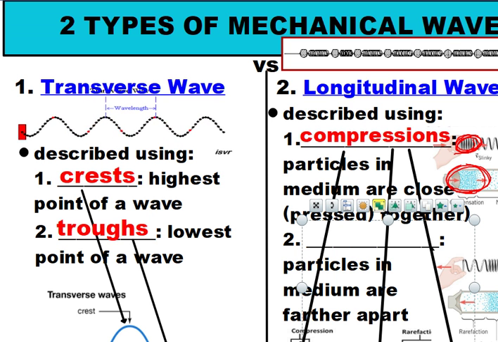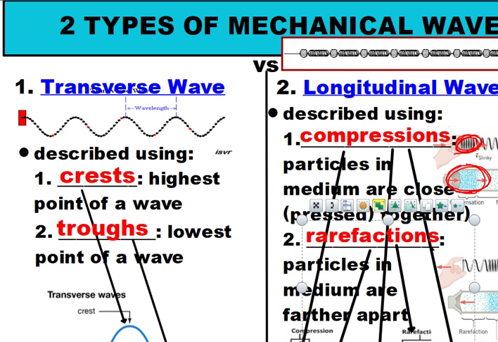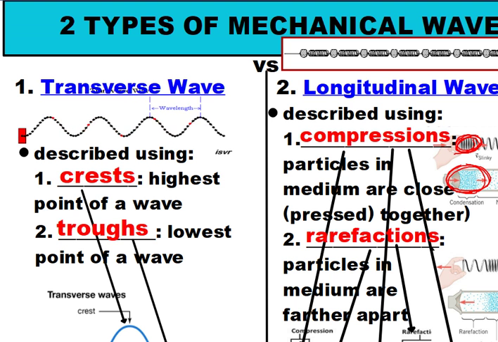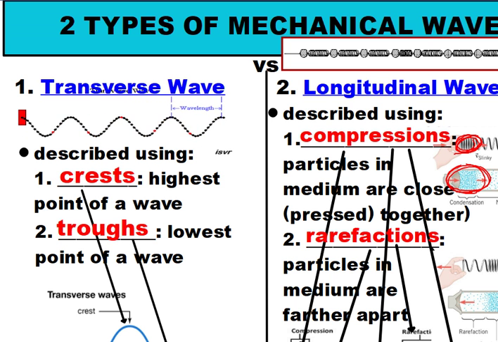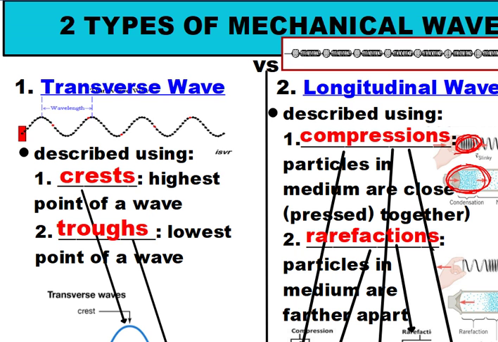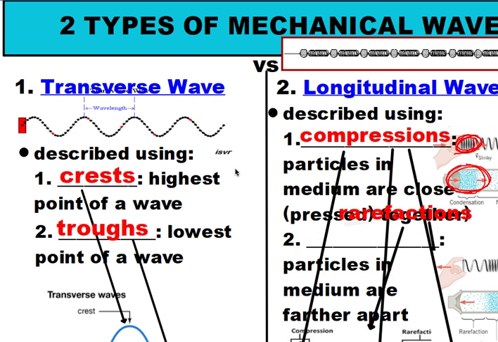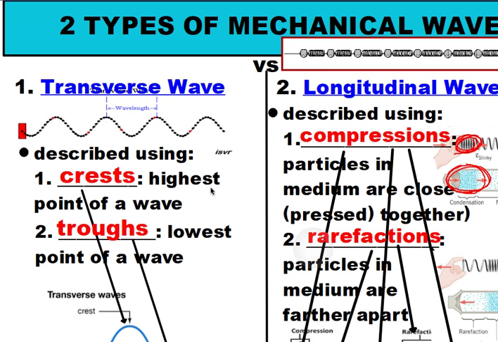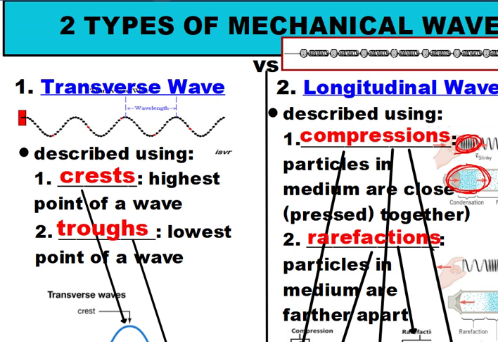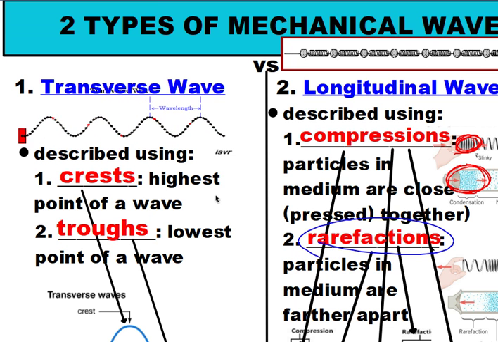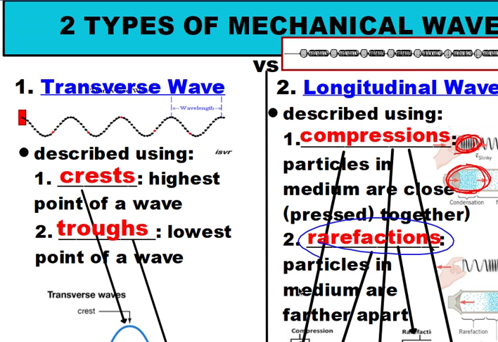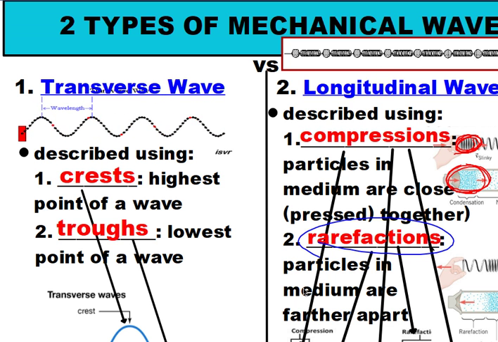However, where they are not closer together, we are calling these rarefactions, okay? Rarefactions are where the particles in the medium are farther apart. So I'm going to use a separate color here. And when I talk about rarefactions, I am looking at these further apart places in the medium.